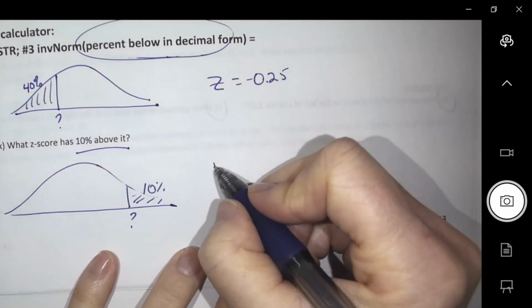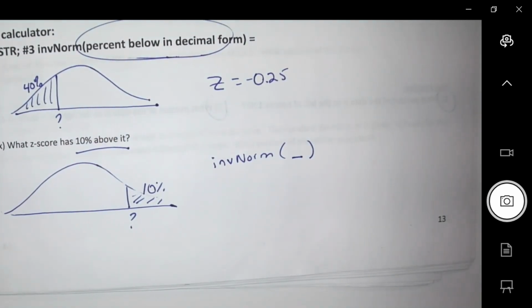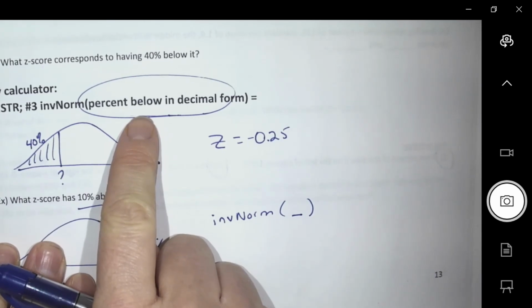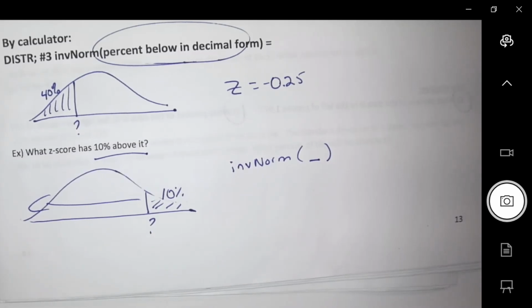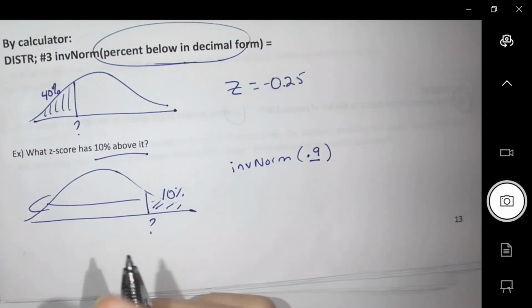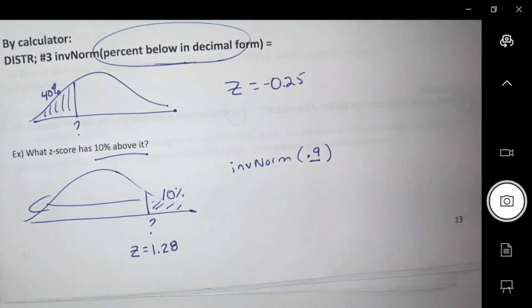Okay, so when we do this button, we're going to inverse norm. What are we going to put in there? I said you have to write the percent below in decimal form. So how much is below us if we're there? 0.9. So same button, inverse norm, 0.9. Your z-score would be 1.28. Okay, you're 1.28 standard deviations above the average test taker. That's what that means.